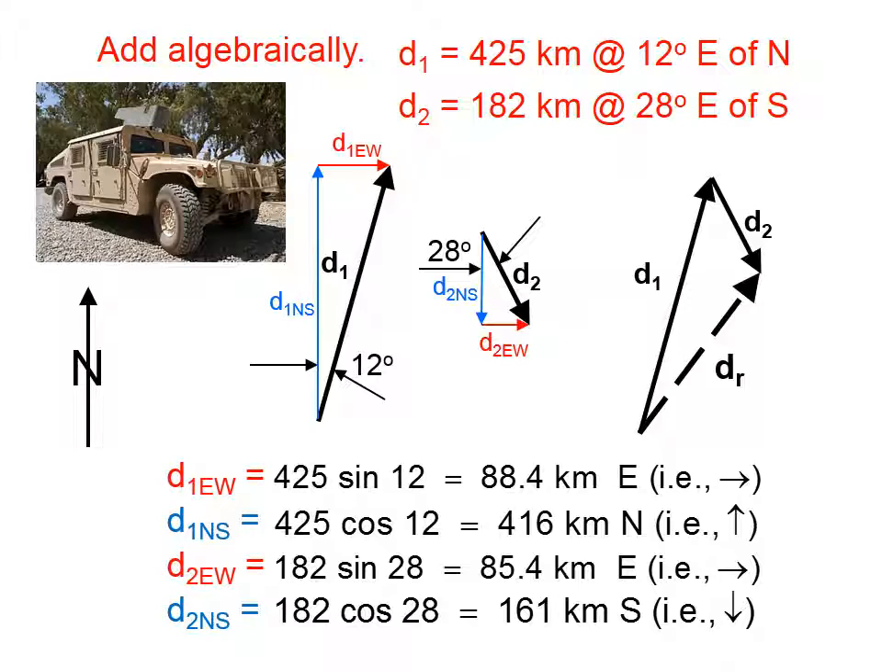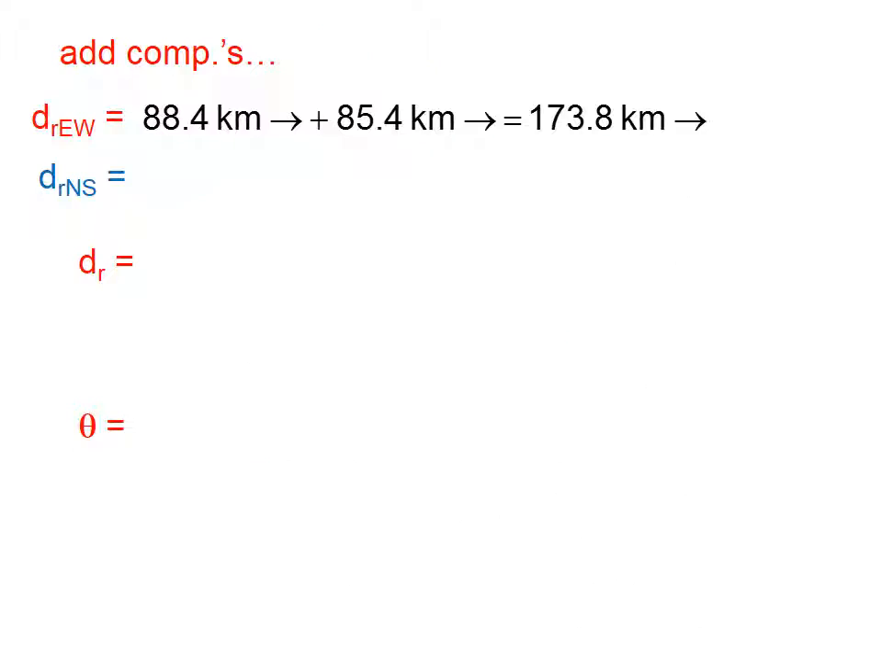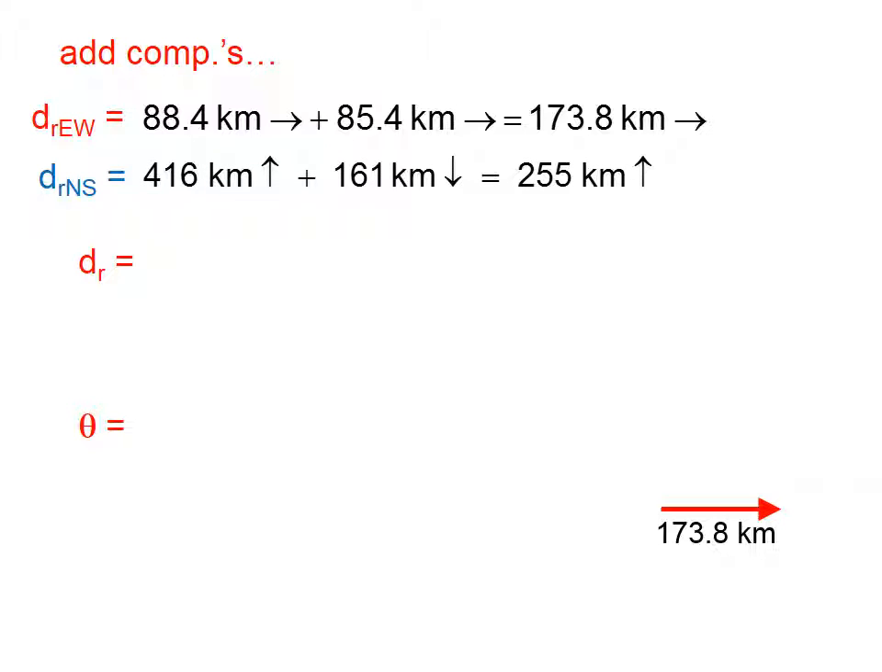Our next step is to add the east-west vectors and get something, and add the north-south vectors, and we'll do that next. We're going to add the east-west vectors. They both point to the east, 88.4 kilometers east and 85.4 kilometers east, for a net of 173.8 kilometers east. And down in the lower right, I've gone ahead and drawn out a vector that represents 173.8 kilometers east.